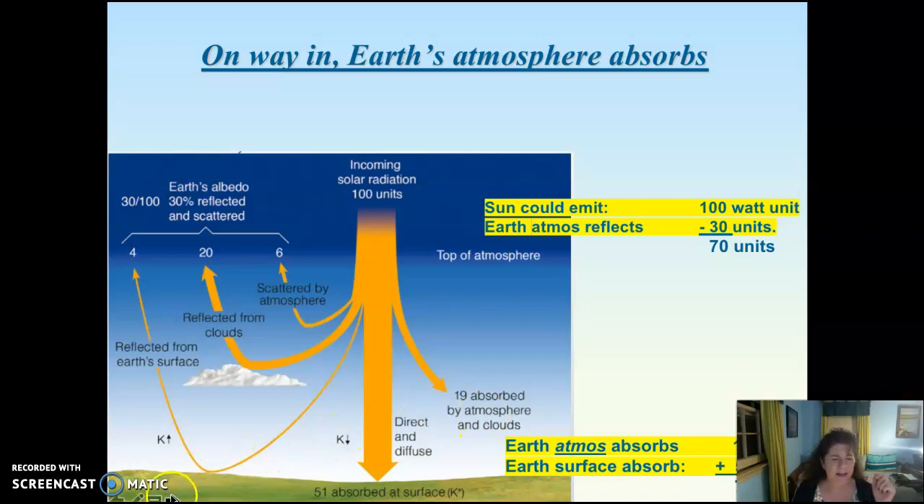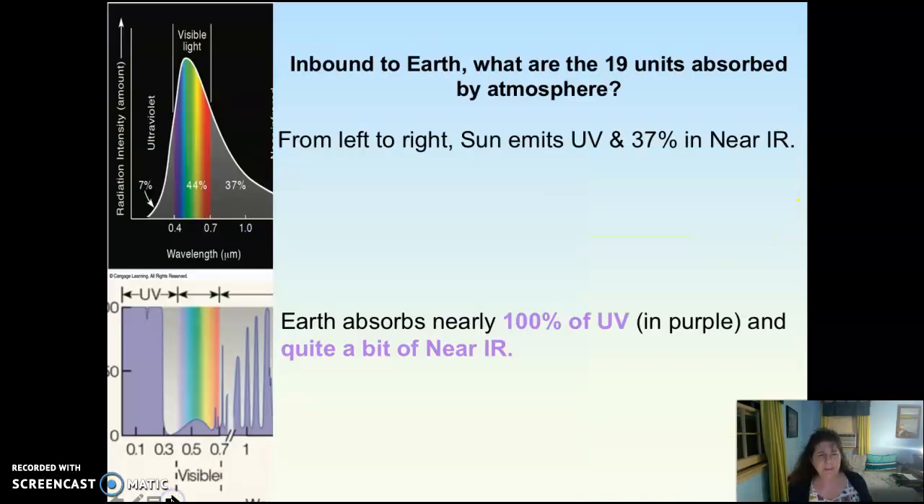Let's see how that changes a bit with the greenhouse gases on the way out. Okay? On the way out is the big difference with greenhouse gases. So when it's inbound to Earth, we tend to find that there are 30 units kicked out right from the top of the atmosphere. It has nothing to do with greenhouse gases. They're just kicked out by reflecting off of the top of the atmosphere.